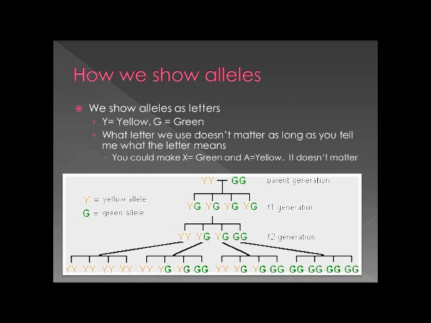So now we show alleles in a very certain way. Here's an example of how we can do it. Right here, we have Y equals yellow and G equals green. And really, guys, what letter we use doesn't matter as long as you tell me what it means. You could say X is green and A is yellow. It doesn't matter. You just have to say what is what.